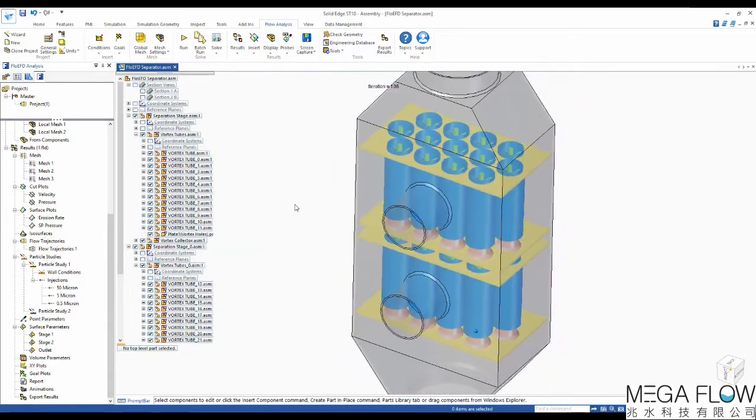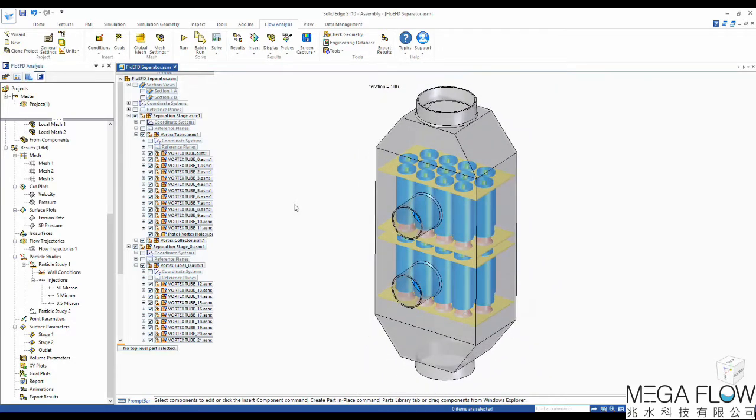So this was an example of FloEFD separation. Thank you very much for your interest. Goodbye.